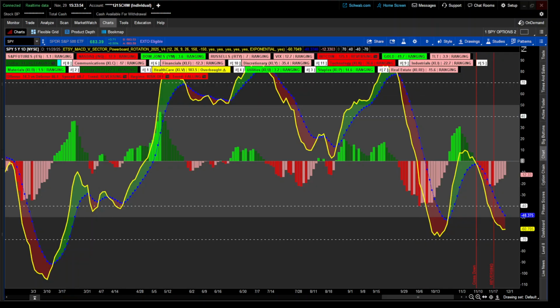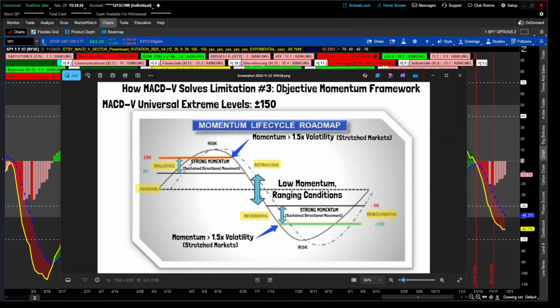If you remember from my MACD video, I showed you the cycles of the MACD. You have ranging, rallying, retracing, reversing, and rebounding. If it's ranging, it's between 50 and -50. If it's rallying, it's above 50 and below 150, and it's considered strong momentum. But anything above 150 is considered overbought.